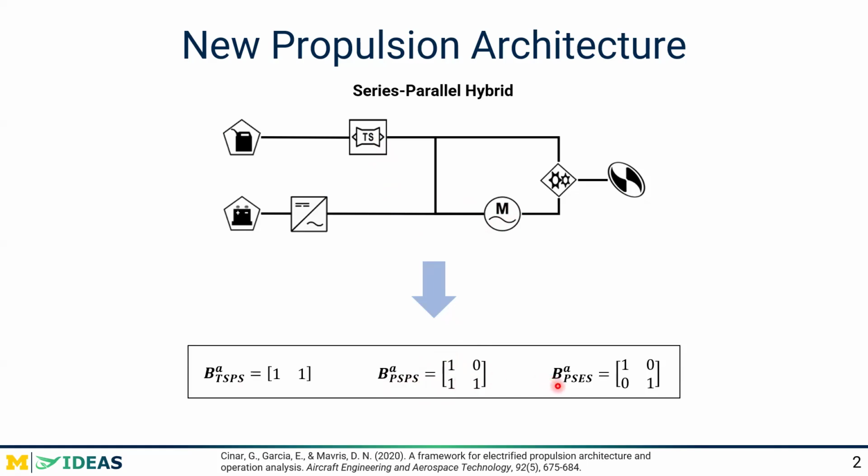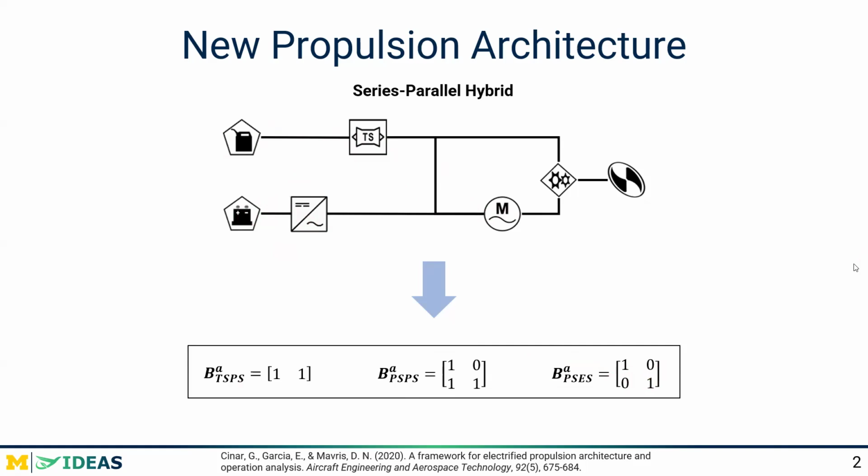For the PSES matrix, that is also 2 by 2 because we have 2 power sources, 2 energy sources. The turboshaft is just connected to the fuel and not the battery. Similarly, the electric motor is not connected to the fuel, but only the battery, which is why we have the 1s on the diagonal.